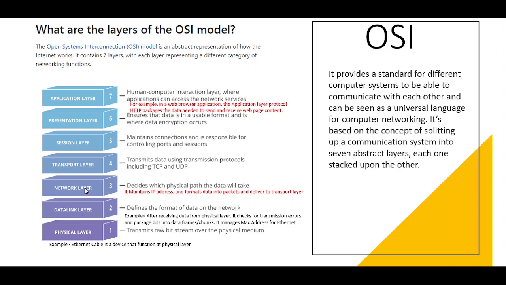Now, the third is the network layer, which tells the destination where you want to go, where your bit streams need to go. So it maintains the IP address. For example, when we write www.facebook.com, in the backend that address gets converted into an IP address, which is needed as a destination point for packets, where it goes and brings the data back. Now the fourth layer is the transport layer, which transmits data using transmission protocols, including TCP and UDP.